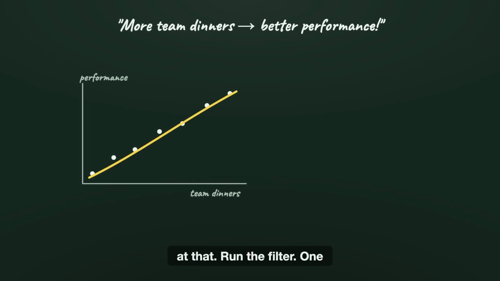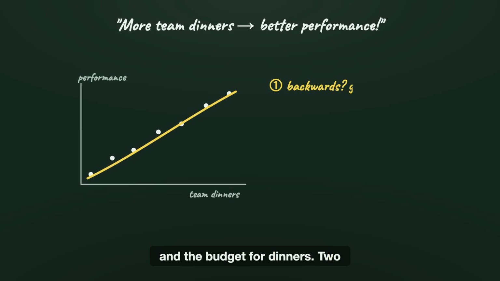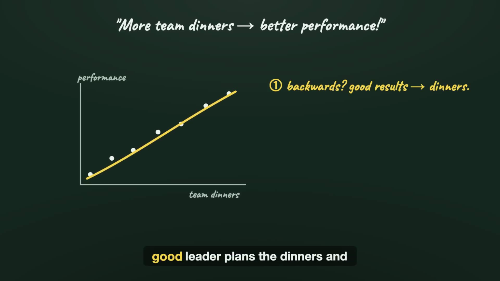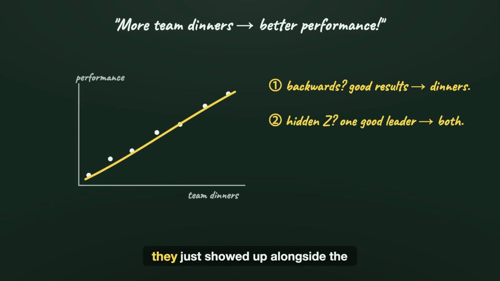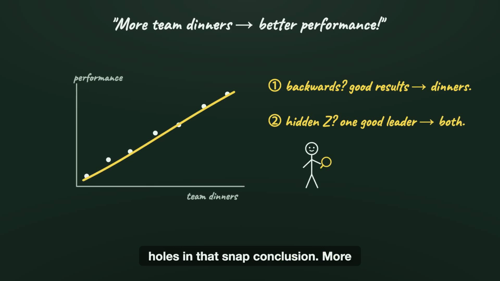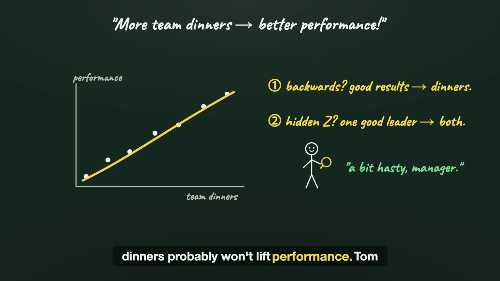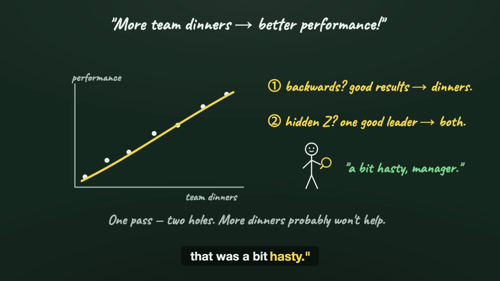Run the filter. 1. Is it backwards? Maybe good performance gave the team the mood and the budget for dinners. 2. A hidden Z? Maybe one good leader plans the dinners and drives the performance, in which case the dinners aren't the cause. They just showed up alongside the result. One pass of the filter, and you can already see 2 holes in that snap conclusion. More dinners probably won't lift performance. Tom the detective has a note. Manager, that was a bit hasty.